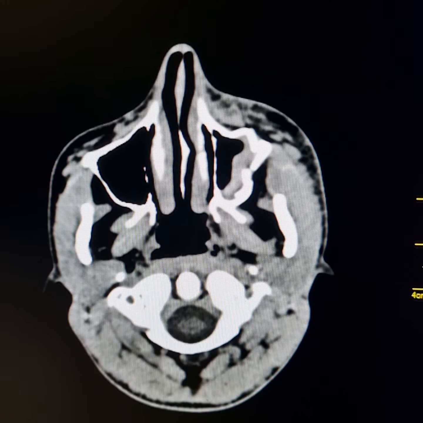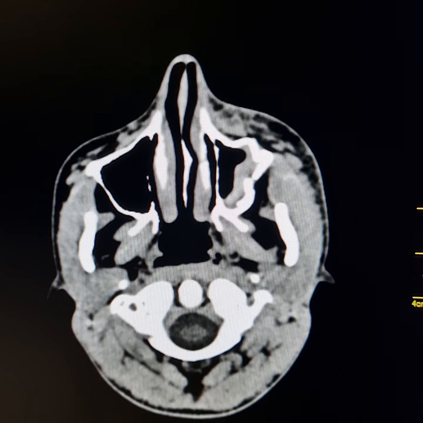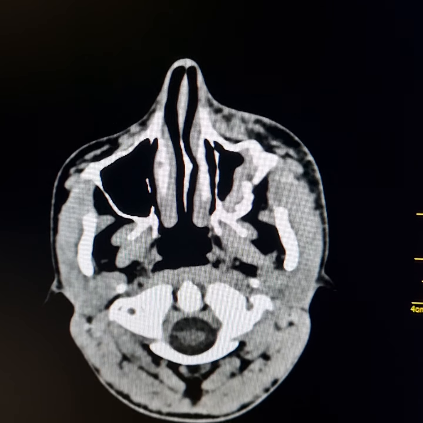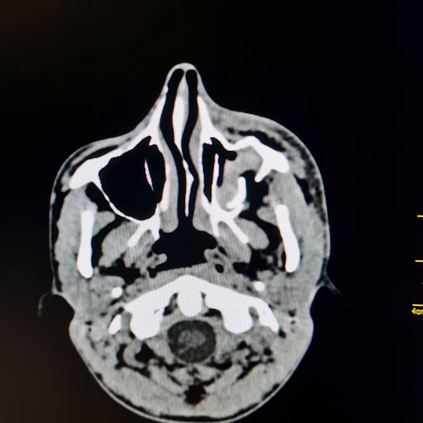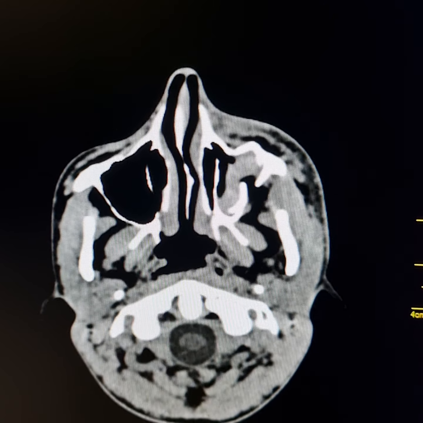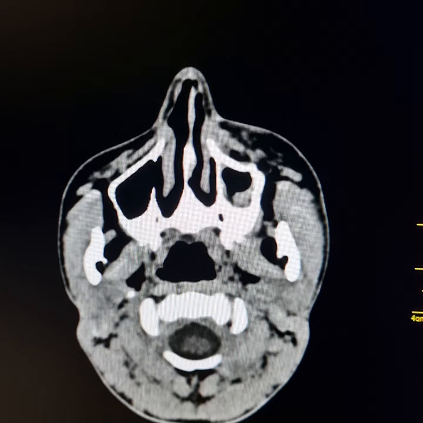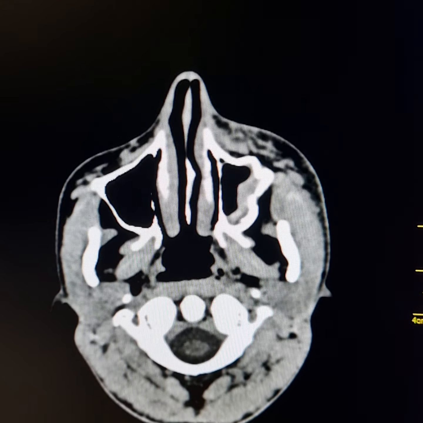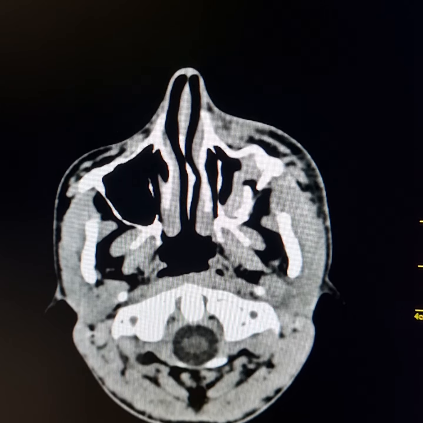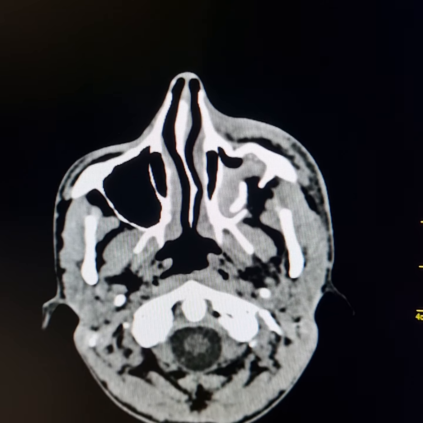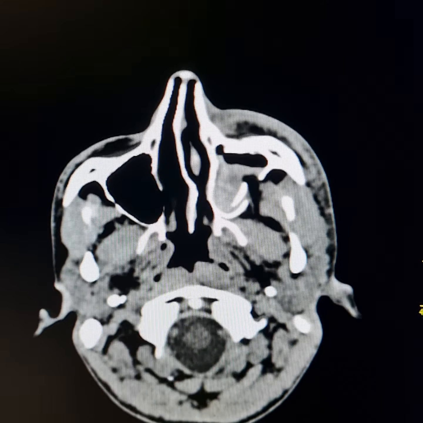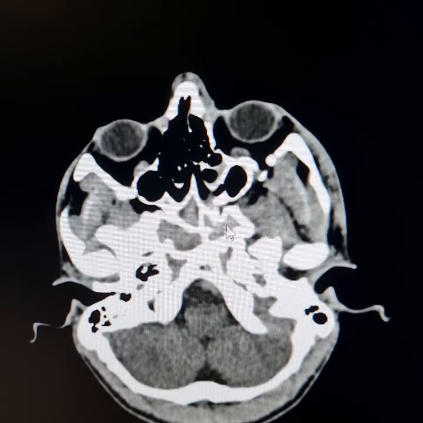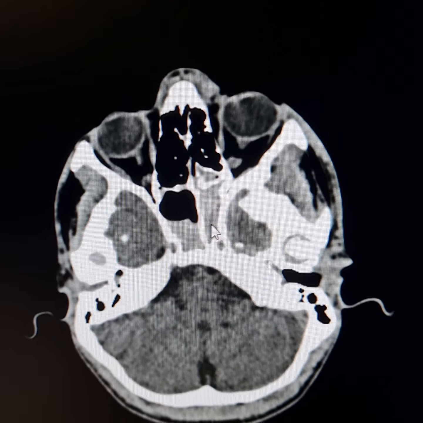This is a plain CT scan of a 22-year-old male patient who was driving a motorcycle without a helmet. He met with a road traffic accident. Now, this is his second CT scan. The first CT scan was done about 3 days ago, just after the accident. Only pneumocephalus was reported. Now, please observe the hemorrhages in the maxillary sinus and both the sphenoidal sinuses.